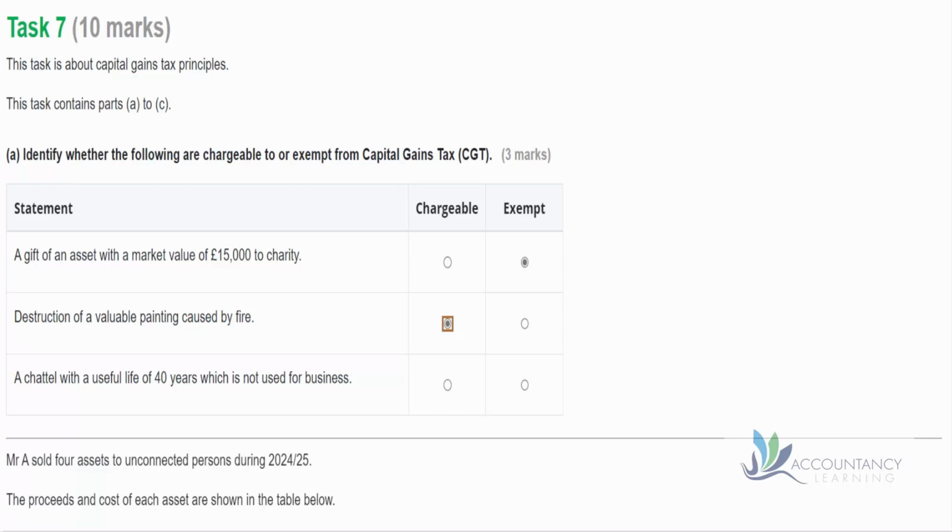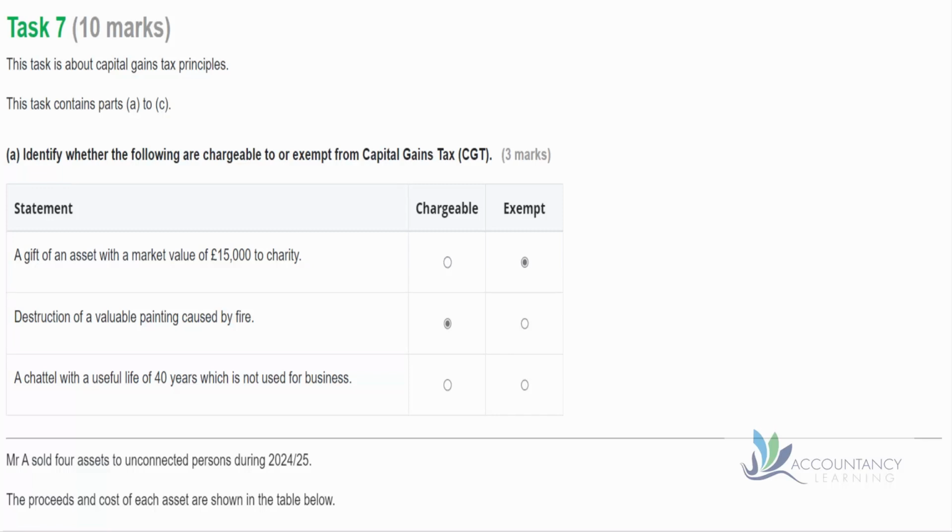And then for the third one, we've got a chattel with a useful life of 40 years, which is not used for the business. So let's revise what a chattel is. A chattel is an item of tangible, movable property. So tangible, so we can hold it and we can move it around. It's not a fixed item like a building, for example. But it does exclude things like shares and leases.